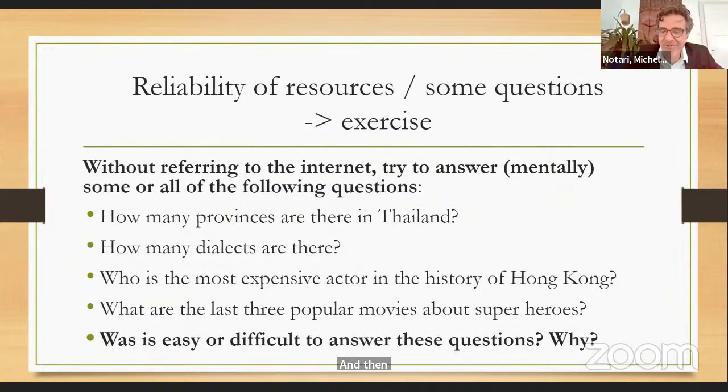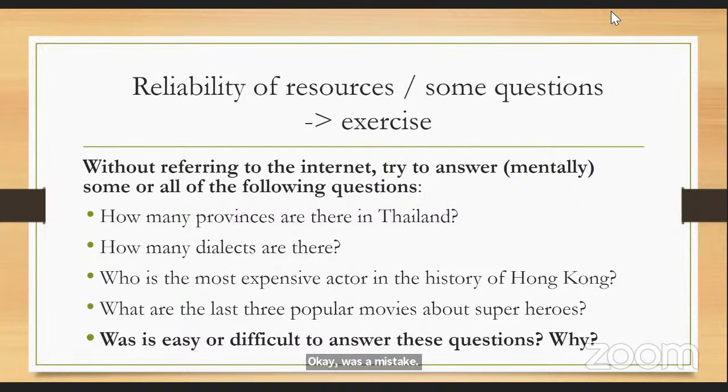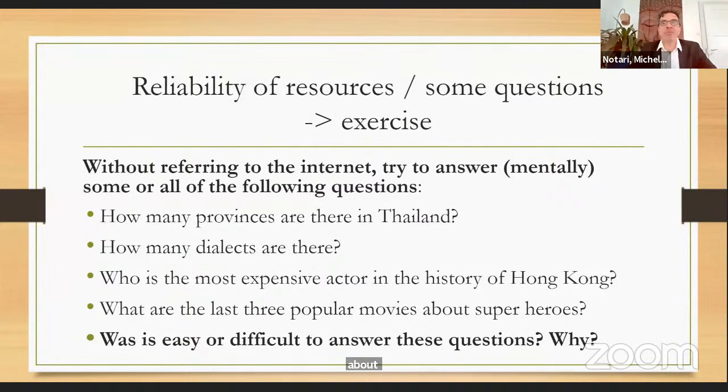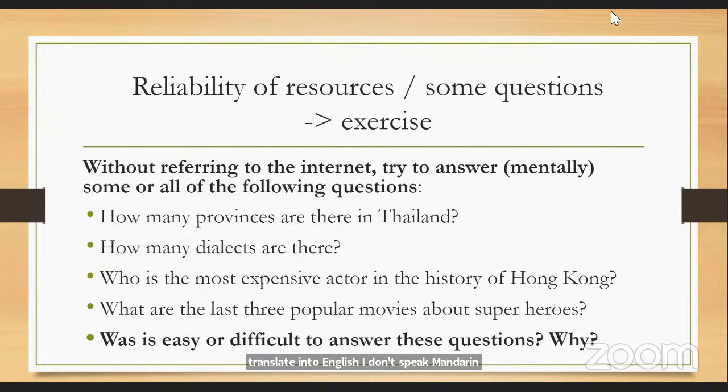Pardon? I didn't hear you. Okay, it was a mistake. So I could have asked the question. Sorry, could you mute your microphone or translate into English? I don't speak Mandarin, or maybe it was Cantonese, I don't know.